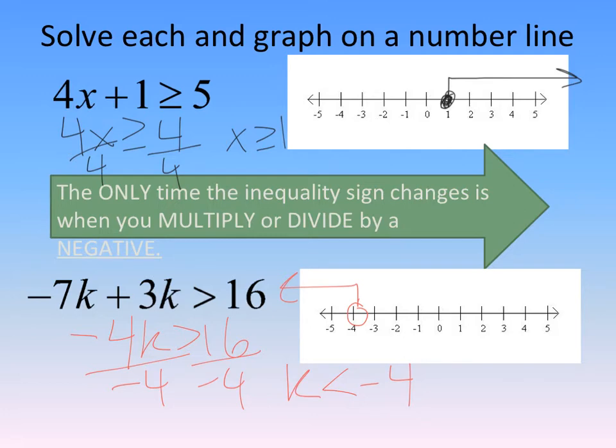Keep in mind that's our one rule change from solving equations. Everything's the same as equations, except if you divide or multiply by a negative, you flip the inequality. That's the only thing that's different.